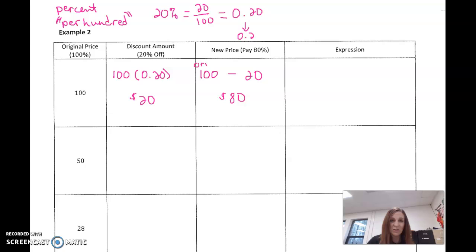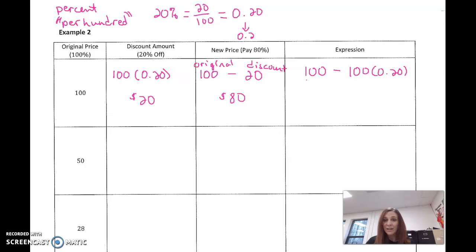So remember, this is original, and this is the discount. We got to subtract it off. Okay? All right, so this expression, what this means, okay, is we're taking our original, our 100, and instead of writing minus 20, I'm going to write the expression here. I'm going to minus 100 times 0.20. Now just stick with me for this. I'm only going to write this a couple times, okay?